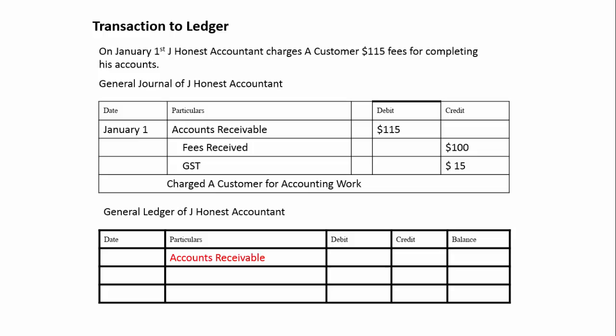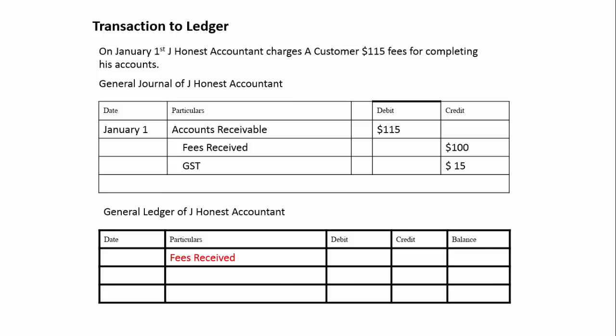It's a heading. Now we simply go to the January 1st line where it says accounts receivable. It tells us to debit 115, so we put 115 in the debit column and describe the other accounts that relate to that. So the contra accounts, which is fees received in GST, and that leaves us with an account balance of 115. That means, accounts receivable, people owe J Honest $115 and they have to pay him sometime.